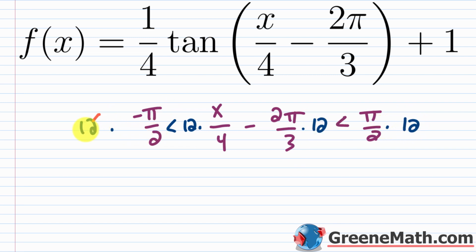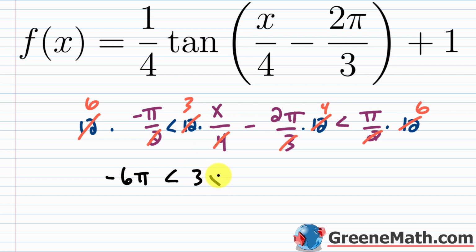All right, so 12 divided by 2 is 6. 12 divided by 4 is 3. And then 12 divided by 3 is 4. And then 12 divided by 2 is 6. So looking at this, we have 6 times -pi, that's -6 pi. This is less than 3x, and then minus 2 pi times 4, that's going to be 8 pi. And this is less than 6 times pi, which is 6 pi.